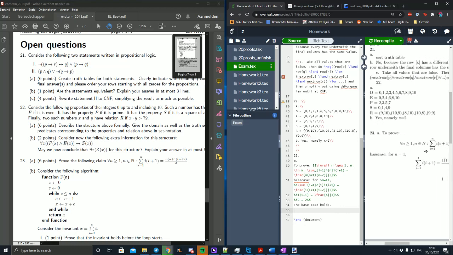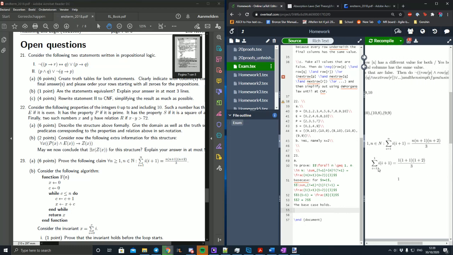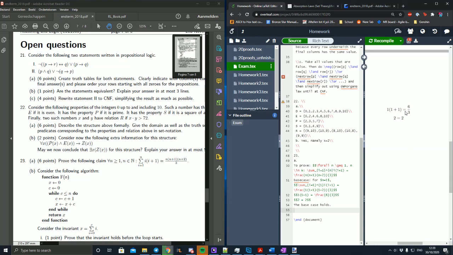And let me look if it looks nice. For i is 1, yep, looks good. The base case holds. Okay, then the induction hypothesis.